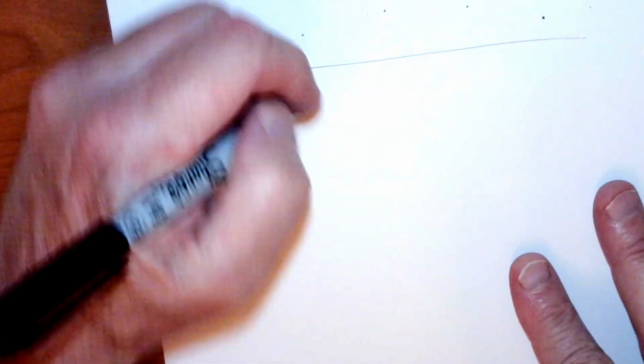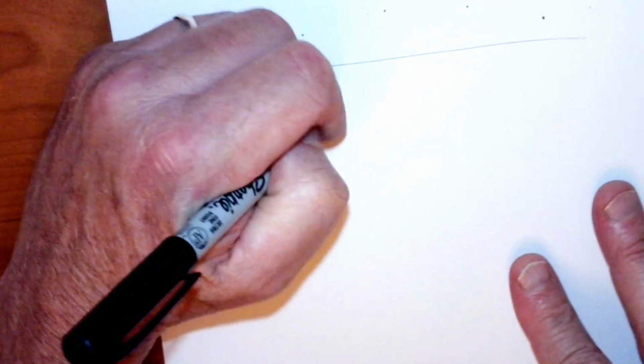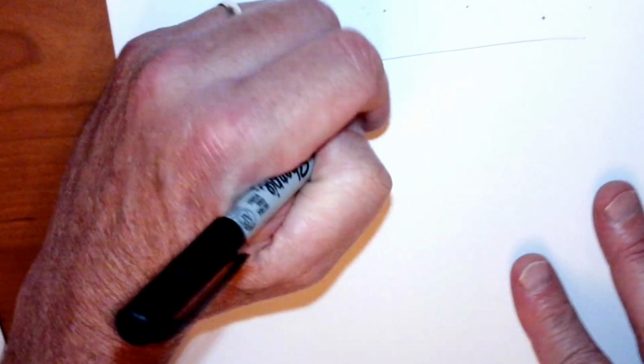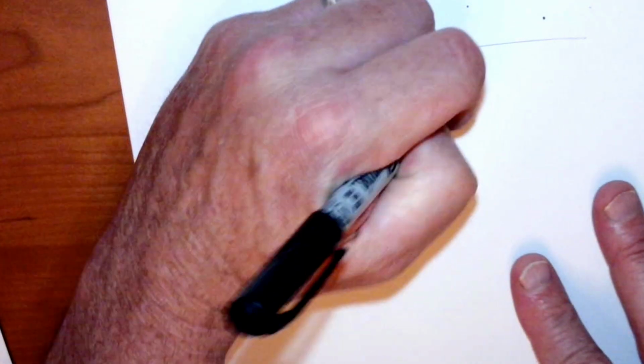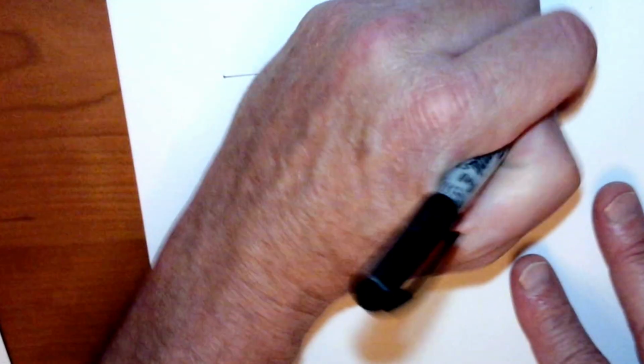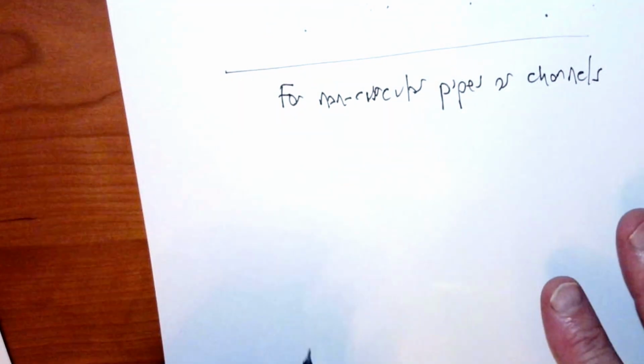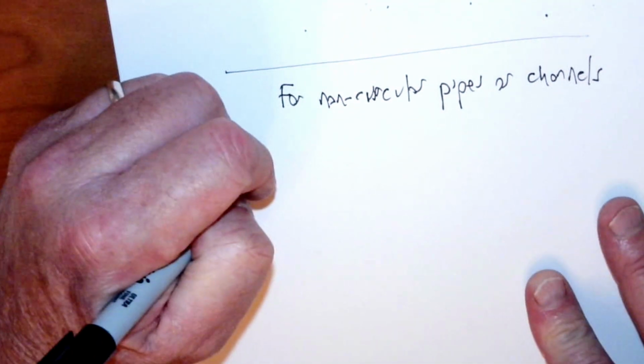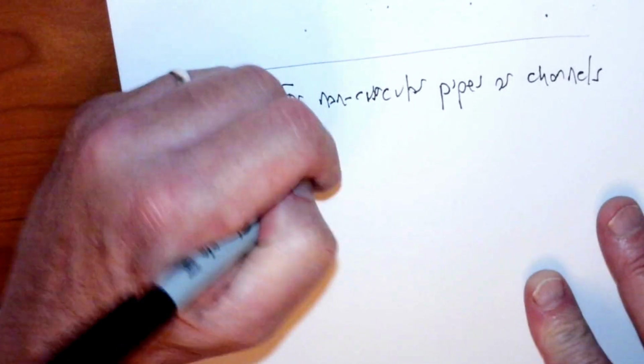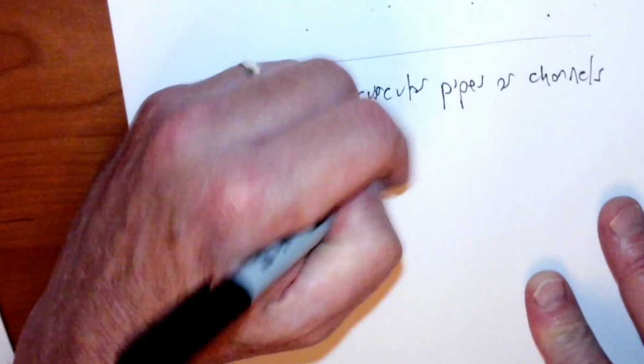Now, what if you have a wall that isn't a pipe, that isn't circular? What do you do then? For non-circular pipes or channels, we can use the same relationships, but we replace D with the hydraulic diameter. And this is not an exact thing.